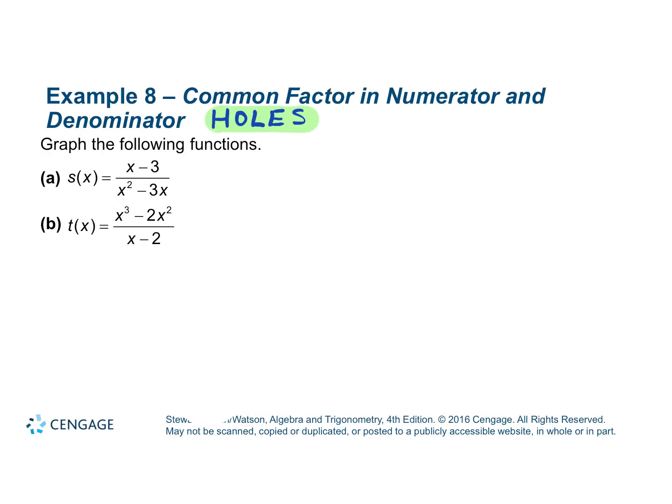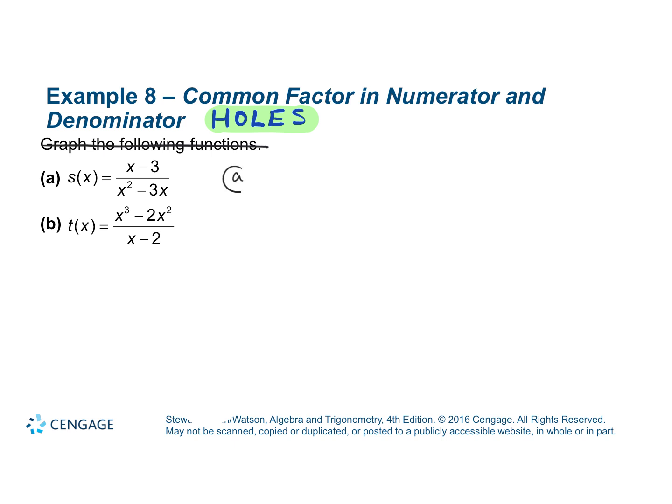So for this one, example A, we're going to look for common factors in numerators and denominators. So in other words, holes. They want us to graph the following functions. You guys are not graphing for this section. In the homework, I think I mentioned it already, you're going to be picking graphs, but you're not actually graphing. So let's just find the holes.